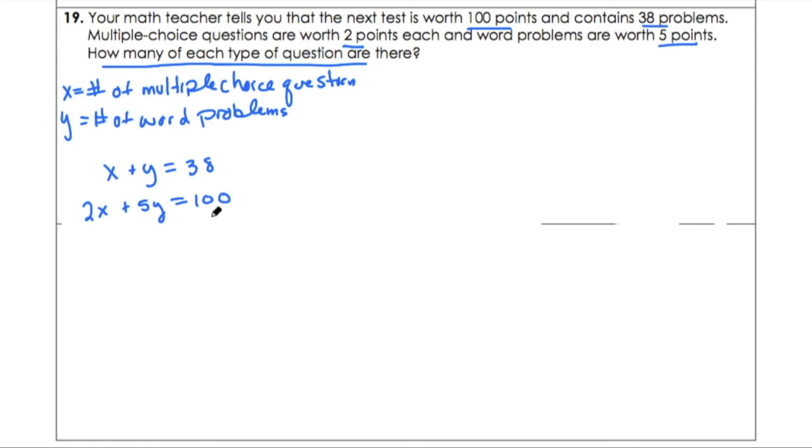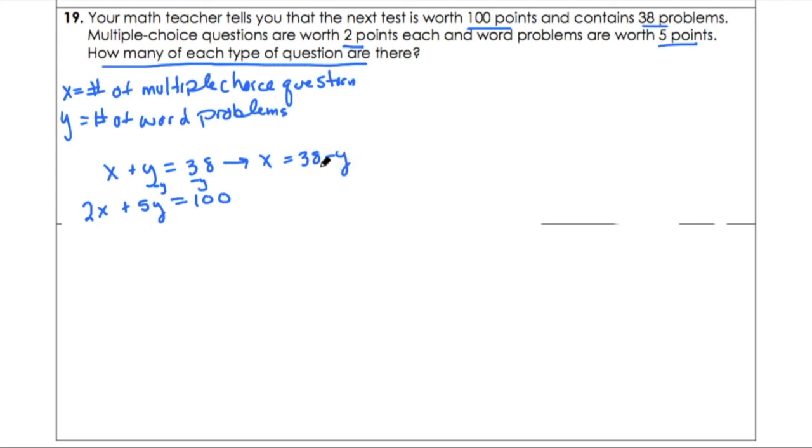Great. So now we have a system of equations. We can go ahead and solve this by any one of our number of methods. Let's just go ahead and do this one by substitution just to try something different. So I'm going to take this equation and solve it for X. I'm going to subtract Y from both sides. And so X equals 38 minus Y.